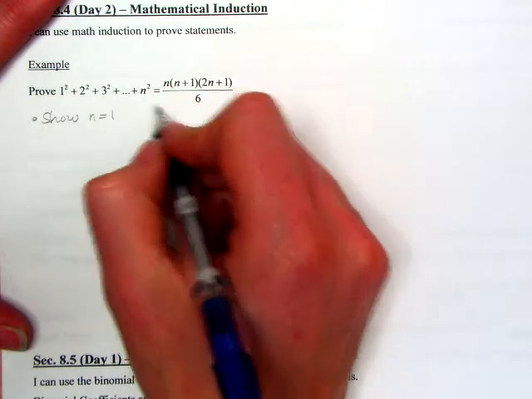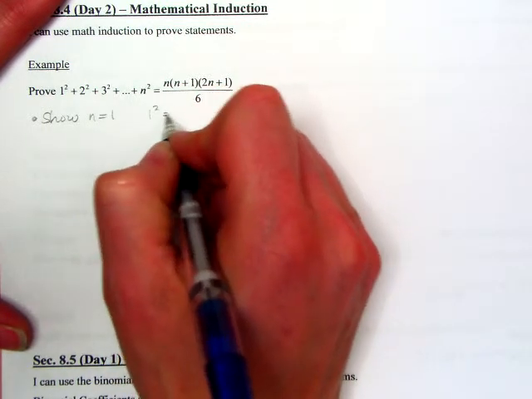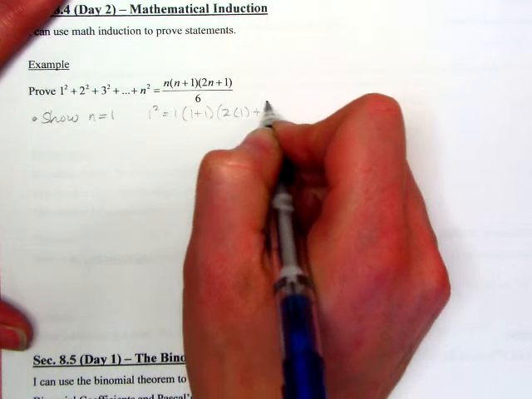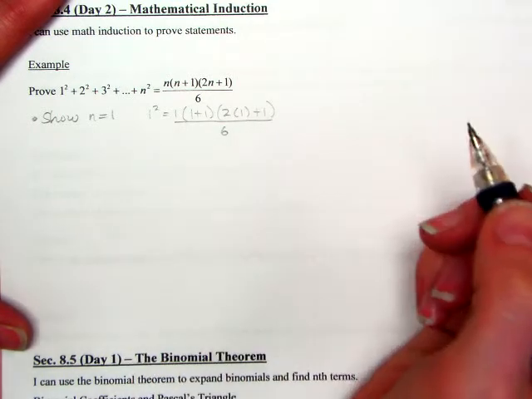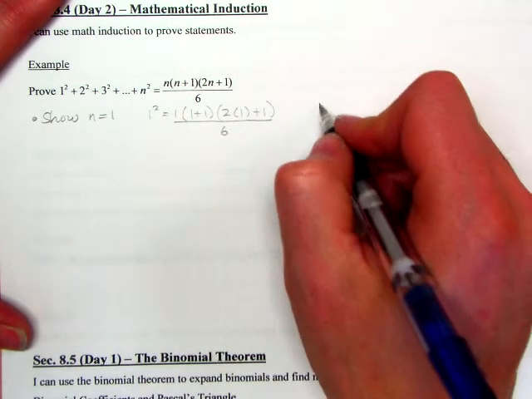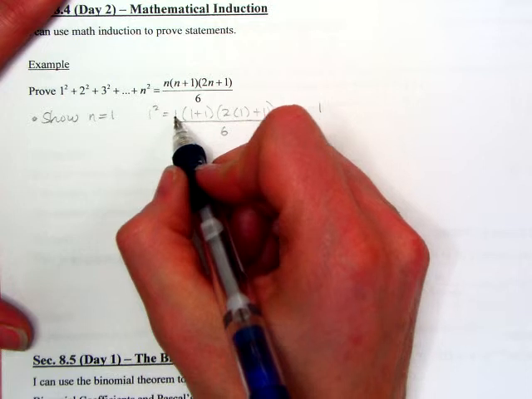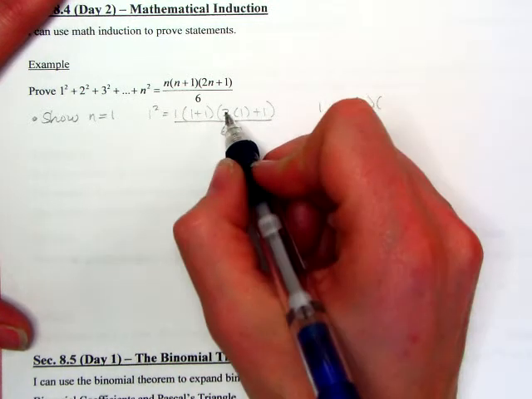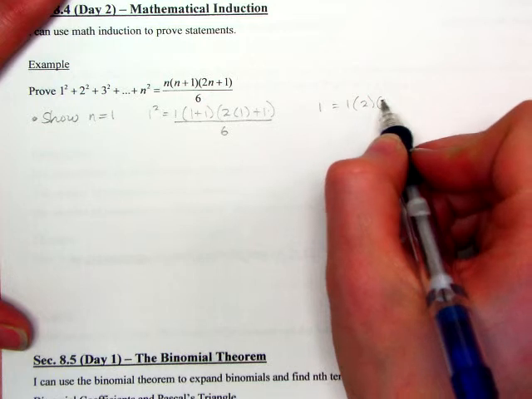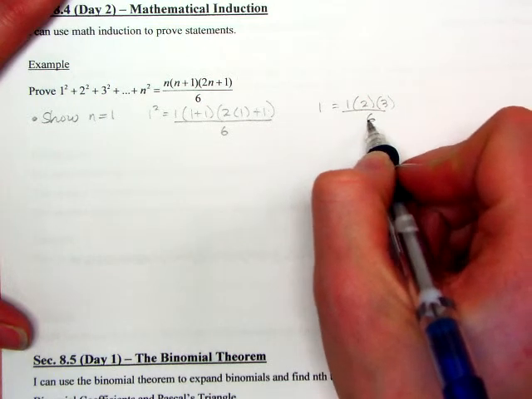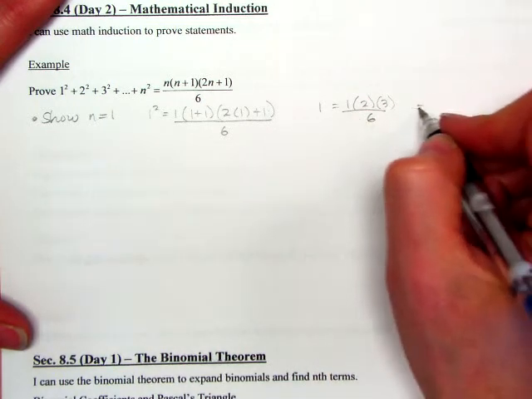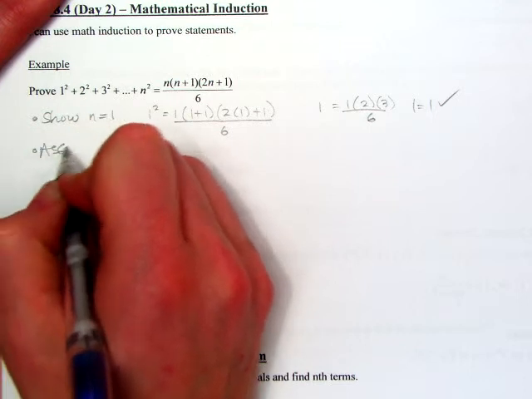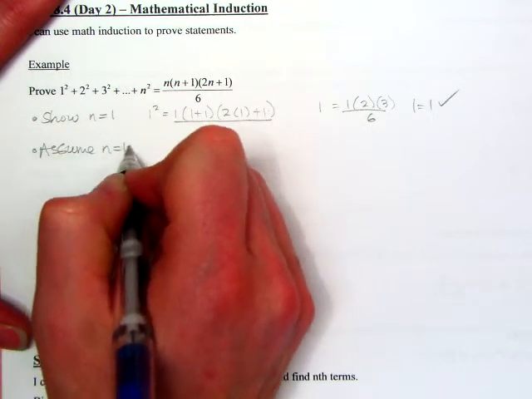So I'm going to take the formula, and I'm going to go 1 squared equals 1 times 1 plus 1, 2 times 1 plus 1 all over 6. So I've got a 1 squared, which is 1. Over here I've got a 1 times 2 times 2 times 1 is 2, plus 1 is 3 over 6. So this will end up being 6 over 6, so I got 1 equals 1. Did that.